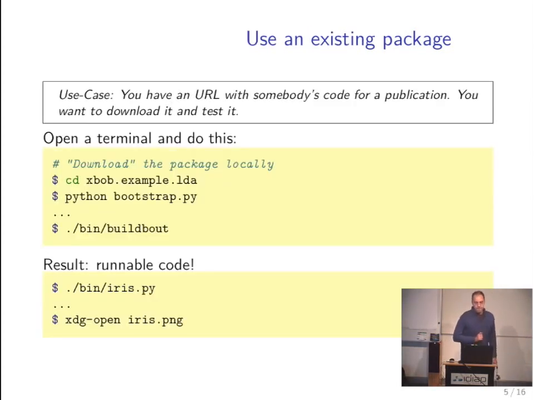Okay, so how do we actually use one of those satellite packages? And let's start with that, because that's the easiest. And the use case that we try to cover here is you read some publication, and somebody provided you with a URL of a package that reproduces that publication's results. Okay, so what you want to do at this point is to hit that URL, download the package, and test it. Okay, so how do we do this?